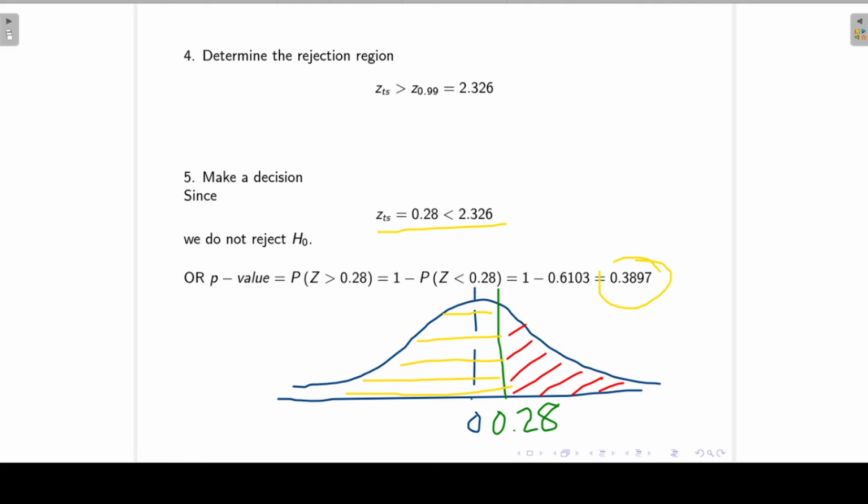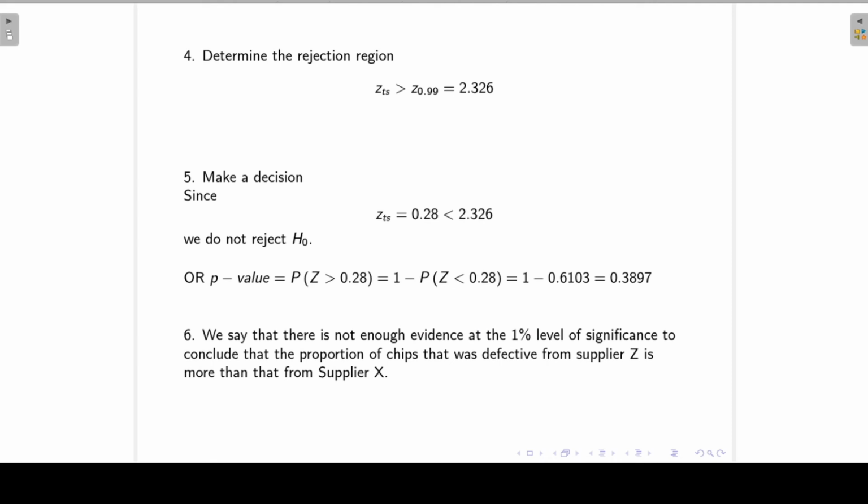Okay, and now my p-value of 0.3897 is more than my level of significance, which was 0.01, and therefore we do not reject the null hypothesis. So we get exactly the same conclusion whether we make use of the rejection region method or the p-value method. And then our final conclusion, we say that there is not enough evidence at the 1% level of significance to conclude that the proportion of chips that was defective from supplier Z is more than that from supplier X.